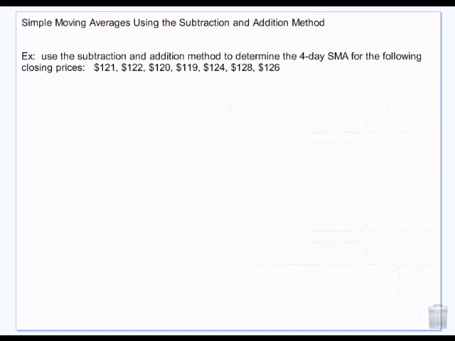Okay, remember we had done the graph to show what it was like. So it's called the subtraction and addition method. Okay, so what I'm going to do is I'm doing a 4-day SMA on this one. So I do days 1 through 4. So well, first of all, I need to see how many days I have. I have 1, 2, 3, 4, 5, 6, 7 days.